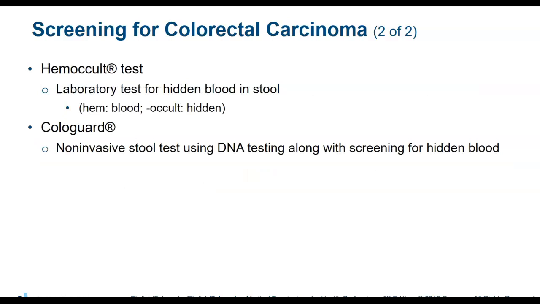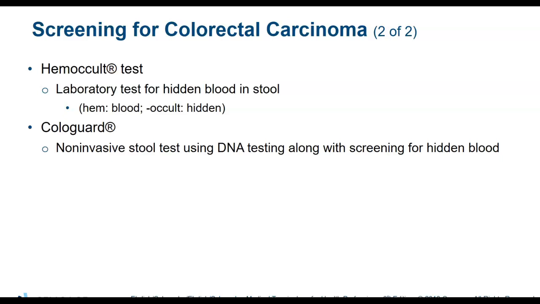Some of the screening tools for colorectal cancer: Hemoccult. We can do this in the office. Patients can do this at home. It's that little flap-like thing. They have a little stick, they get a little bit of their feces, put it on, close it up, put it in an envelope, and bring it back to the office.